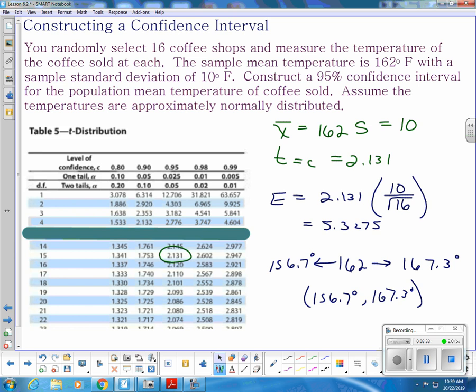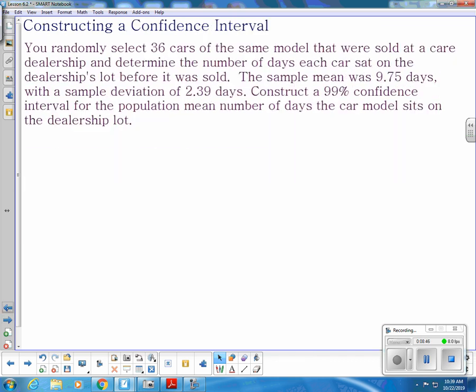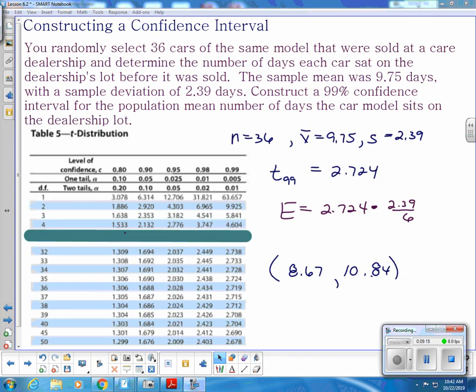Let's try one more. Okay, you randomly select 36 cars of the same model that were sold at a car dealership and determine the number of days each car sat on the dealership lot. The sample mean was 9.75 days. Sample deviation was 2.39 days. Construct a 99% confidence interval for the population mean number of days the car model sits on the dealership lot. So go and do it. Okay, your interval should be between 8.67 and 10.84 days.